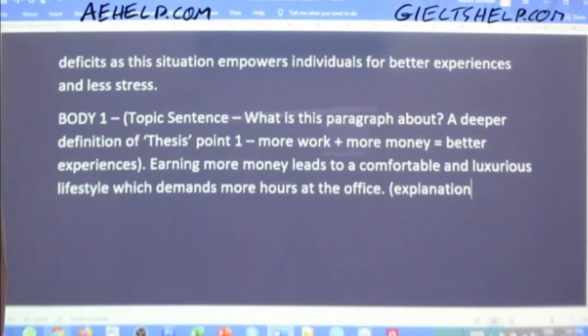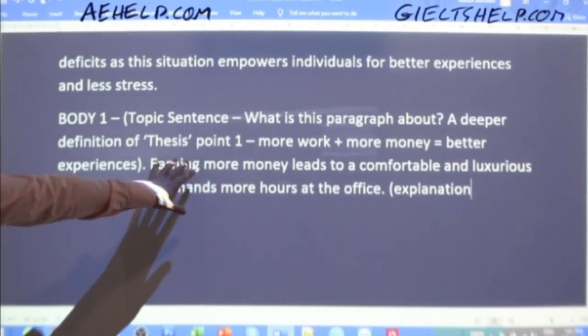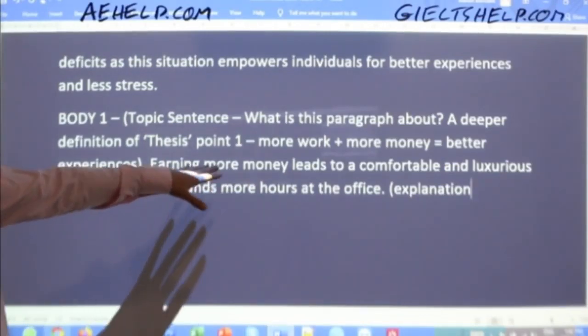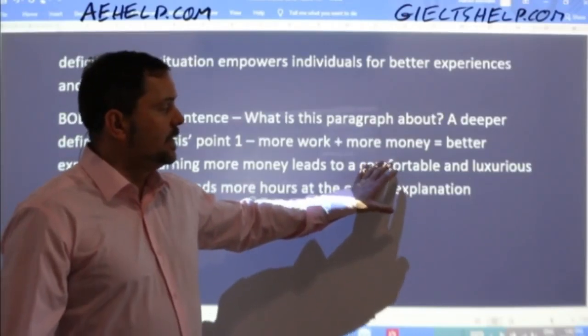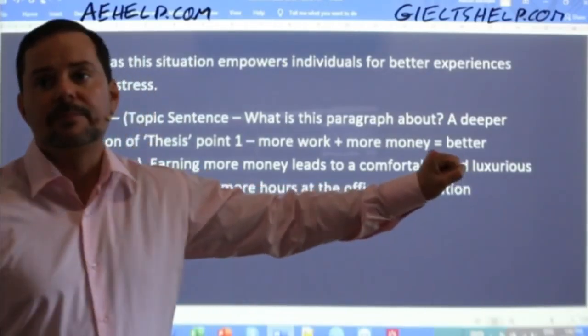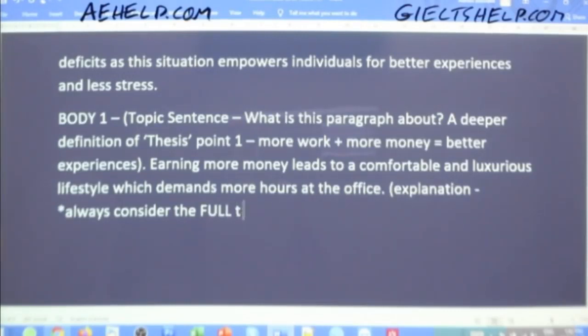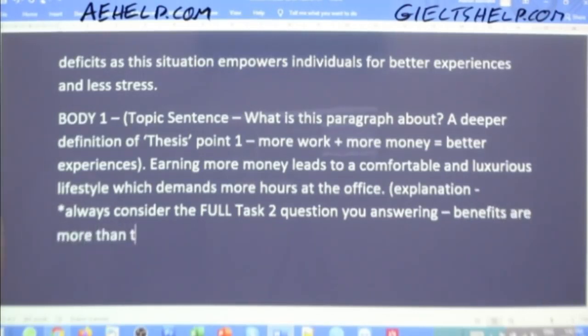Now, in the explanation, don't just explain the idea of working more to get a more luxurious and comfortable lifestyle, but also explain the idea that this is an important advantage in the world. Okay? So remember, students, when you're giving your explanation, always consider the full task 2 question you are answering. In this case, benefits are more than the deficits.